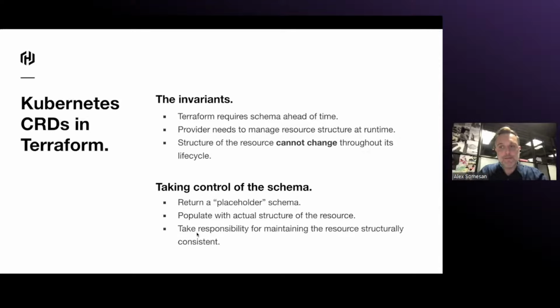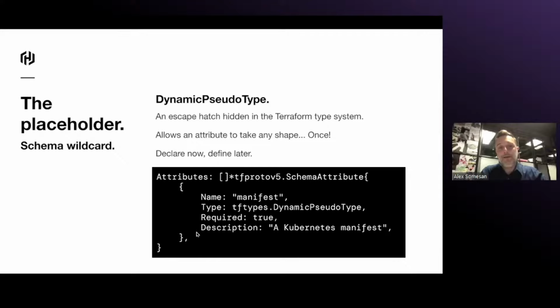This is really a very, let's say, unexplored mechanism, or has been until recently. But it's also very powerful, and it made us able to support dynamic resources and custom resources in Kubernetes. With that power also comes great responsibility, in the sense that you're now taking responsibility for maintaining the structural consistency of the resource. What that means, we'll see in a bit. And so let's have a look at this placeholder mechanism that I was talking about.